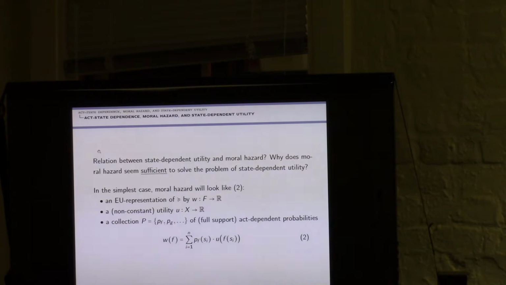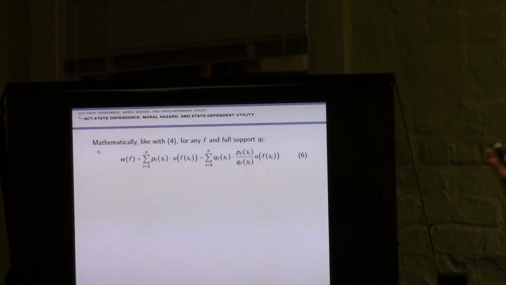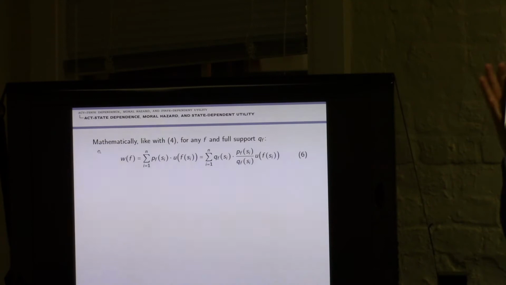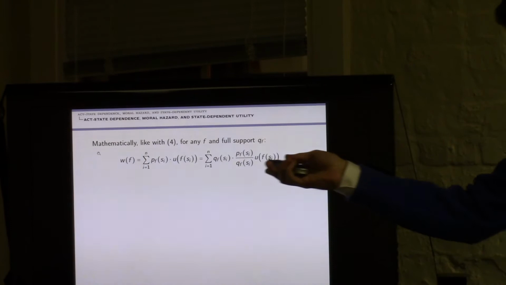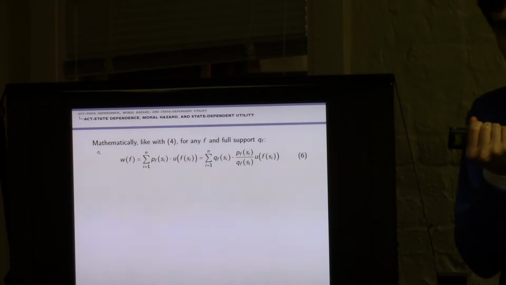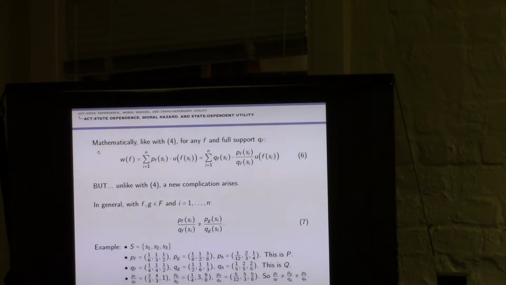Now let's try to play the same multiply-and-divide trick we've seen earlier about state-dependent utility. It still goes through, mathematically speaking. Pick any act F, and instead of the old full-support probability that was attached to it, PF, now take QF, whatever, and then multiply and divide. It will also generate an expected utility form with a different decomposition of the act-dependent probability and the state-dependent utility. However, there's something that did not happen before. Namely, of course, now you have to do it for every act-dependent probability distribution. And there's no reason to assume that, in general, the state-dependent utility function thus defined, with the weights of the old probability and the new probability, would cohere across acts, right?